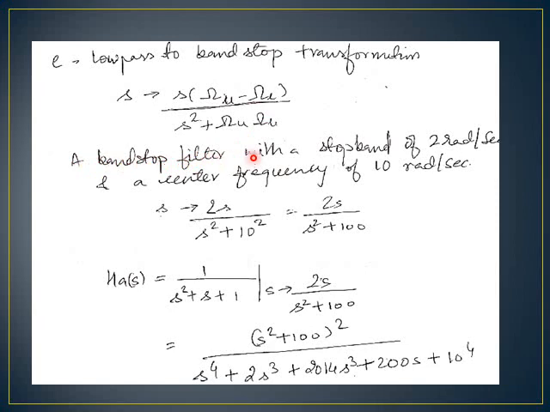Now the question is a band stop filter with a stop band of 2 radians per second and a center frequency of 10 radians per second. So the numerator is B naught, the width of the stop band, which is 2. And omega U into omega L is equal to omega naught square, so the center frequency is 10, that will be 10 square. So you are going to substitute s by 2s divided by s square plus 100 in the transfer function, and we get this answer as s square plus 100 the whole square divided by s raised to 4 plus 2s cube plus 204 s square plus 200 s plus 10 raised to 4.